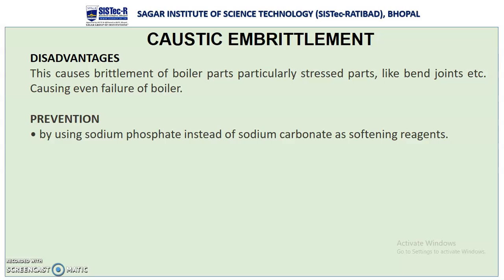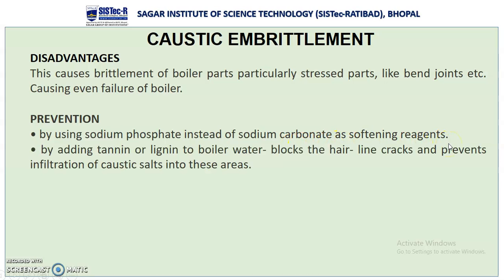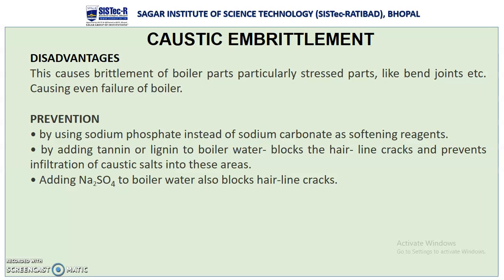Prevention of caustic embrittlement is by using sodium phosphate instead of sodium carbonate as the softening reagent. By adding tannin or lignin to boiler water, it blocks the hairline cracks and prevents infiltration of caustic salts into these areas. Adding sodium sulfate to boiler water also blocks hairline cracks.